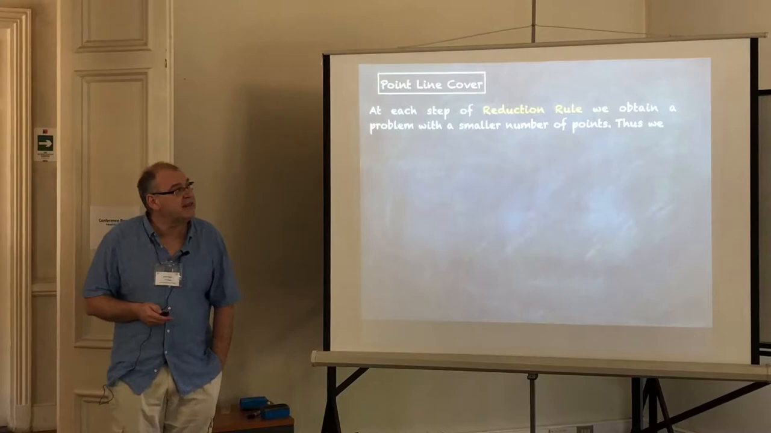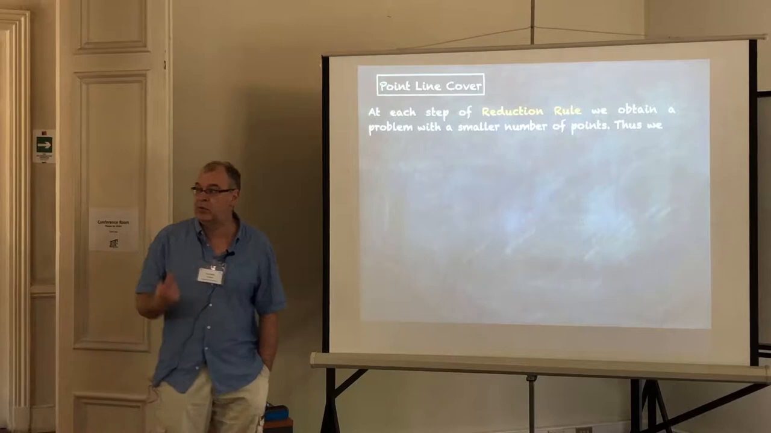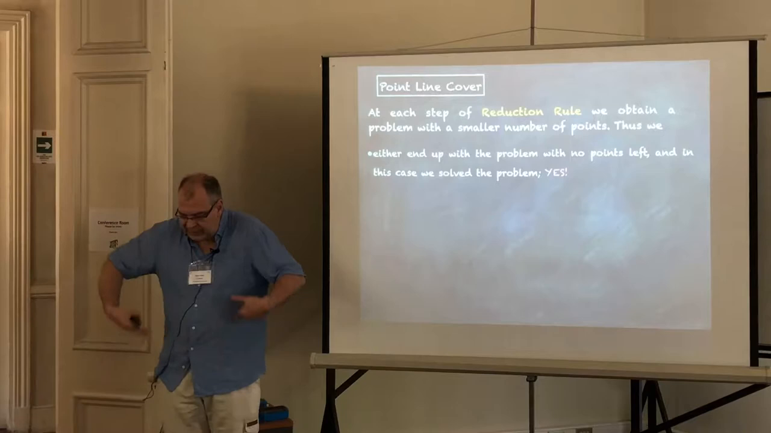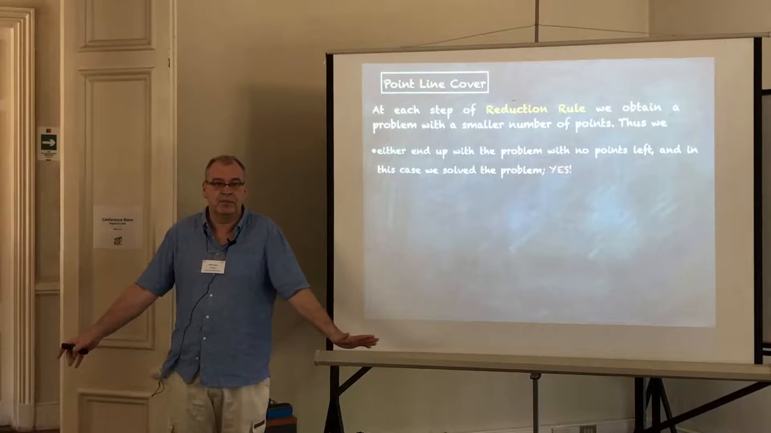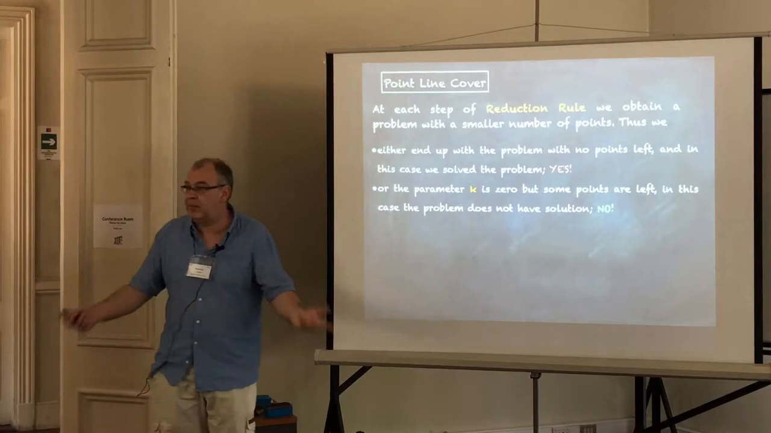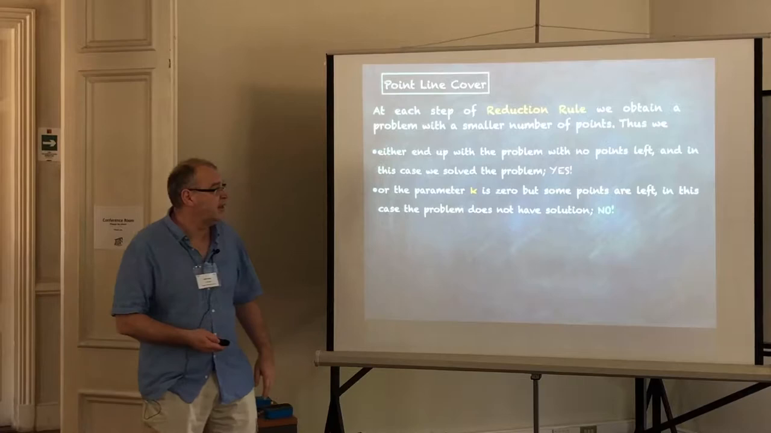Let's see. I am applying this reduction rule. It can clearly be done in polynomial time, and at each step I obtain an instance with a smaller number of points. So what's happening when I cannot find such a line anymore? When can this happen? First of all, there may be no points left. This means that I already solved the problem. We are done. Or maybe I run out of budget, so my parameter becomes zero, which means I don't have any budget to cover any more points. I say no in that situation: I cannot cover the points with k lines.